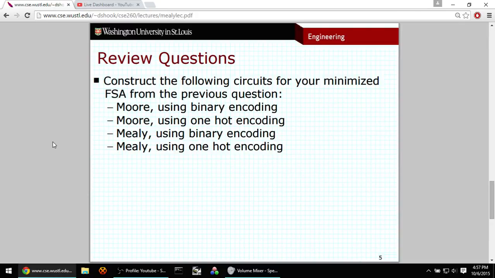We have this minimized state machine here, right? And I want you to draw a circuit for it using the following conditions. I really don't think we'll have time to get to all of them, but try and do as many as you can in the next, let's say, 10, 15 minutes, and then we'll try and go over as many as you can in the remaining time.